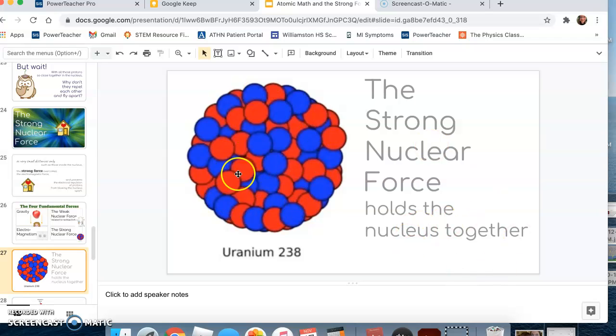So you will recognize uranium-238. 238 is the atomic mass of uranium. It has a combination of 238 protons plus neutrons.